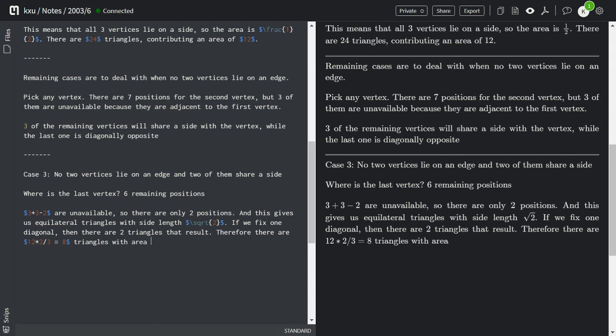With area, and of course, area of the equilateral triangle is not hard to compute. This gives us √3 over 2, contributing an area of 4√3.